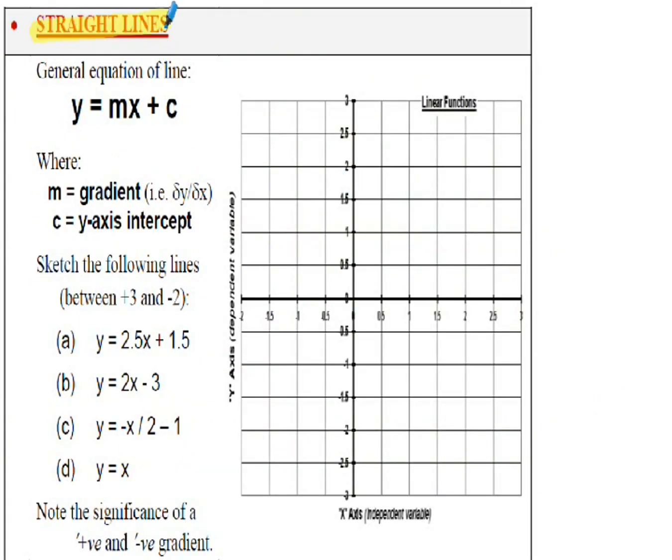Let's consider straight lines. The general equation of a straight line is y is equal to mx plus c, where m is the gradient or the slope, often denoted by delta y by delta x, and c is the intercept with the y-axis. Note it's with the y-axis, not the x-axis. What we're going to do here is sketch the following four lines, labelled A, B, C and D, on our graph. Each of the lines of the form y equals mx plus c. I would encourage you to stop the presentation to see if you can sketch these lines before looking at the solutions over the page.